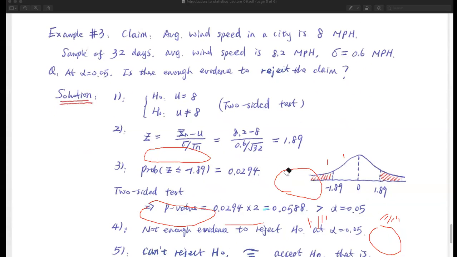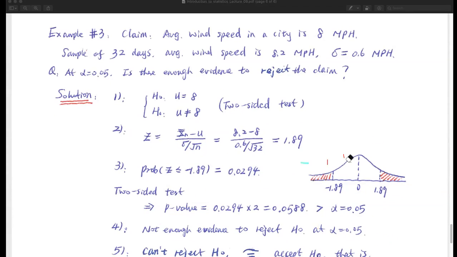Previously we mentioned several times, if the p-value is less than alpha, what do you say? Reject, right? Reject H0. Now the opposite side: if the p-value is bigger than alpha, what do you say? Not reject H0. So there's not enough evidence to reject H0. We are not rejecting H0. That means we are rejecting H1.